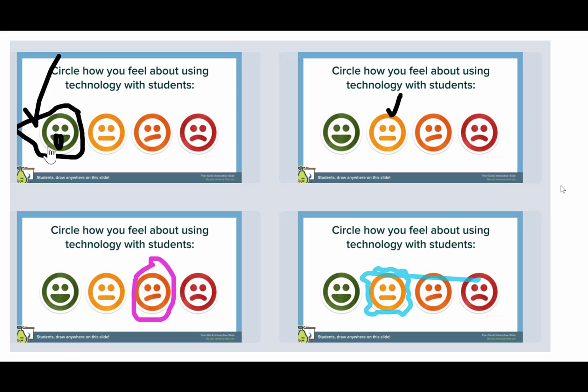So now that we've taken a look at some blank templates, let's take a look at what it looks like from the student's perspective and the feedback that you will receive. So here is an example of just asking how students feel about the technology or using it, and you can see the creativity. And this is the part that I love about Pear.